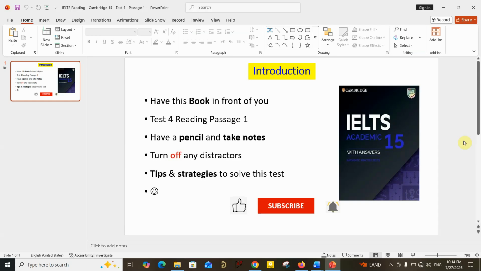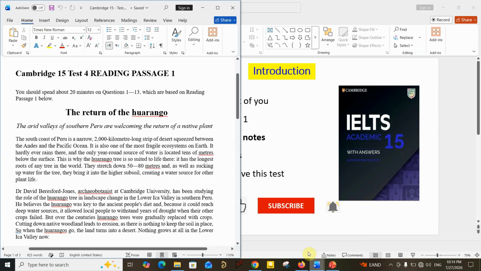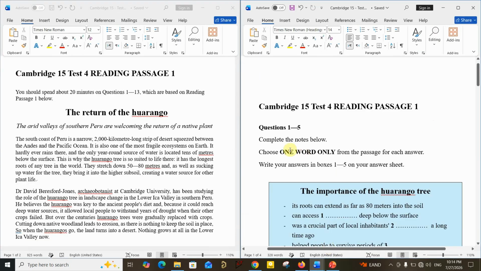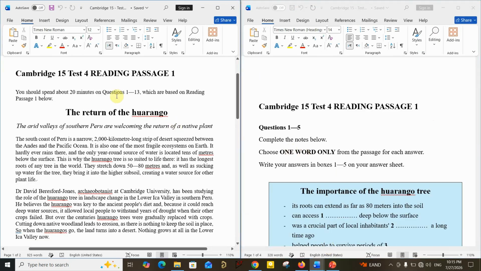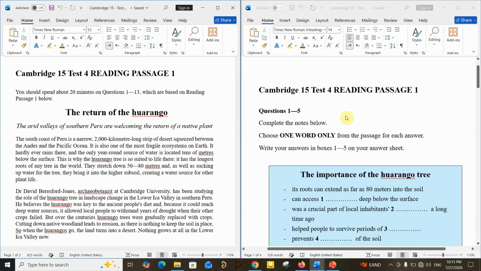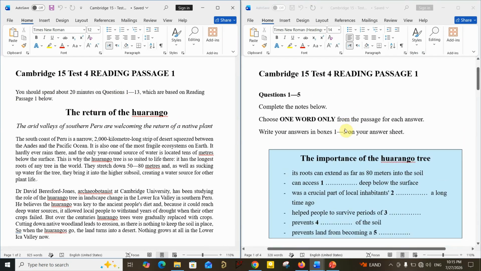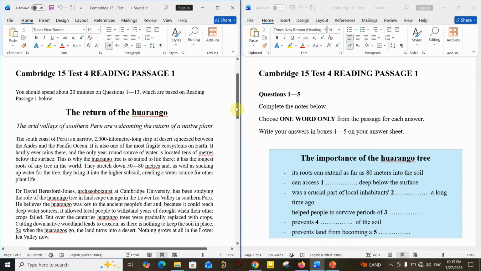Let's jump into it. As usual, I split the page into two halves. On the left hand side you can see the passage, and on the right hand side you can see the questions relating to this passage. Okay, this is just like a computer exam IELTS. This is the passage: The Return of the Harango. The arid valleys of southern Peru are welcoming the return of a native plant.